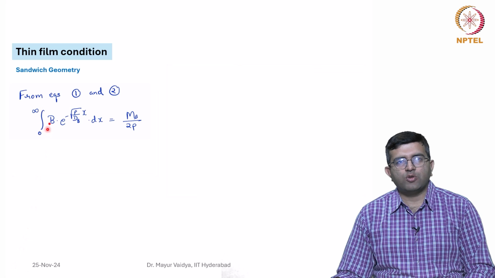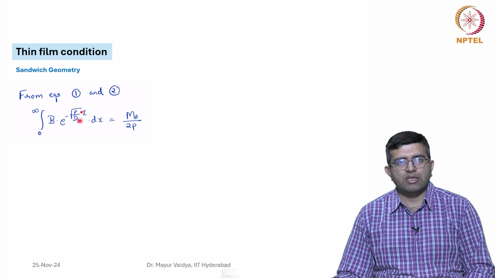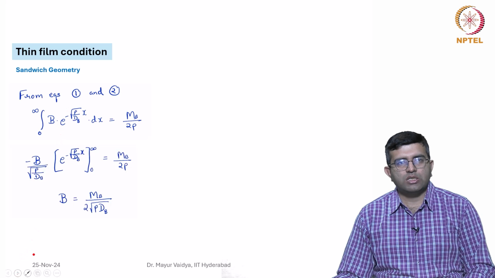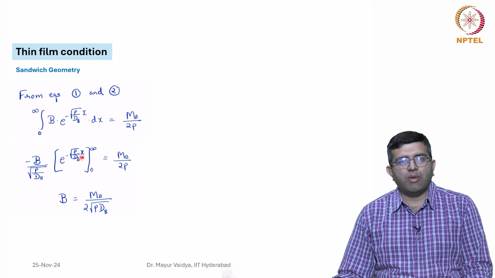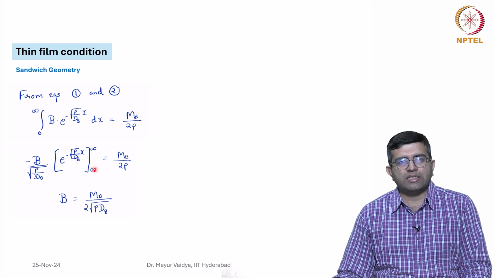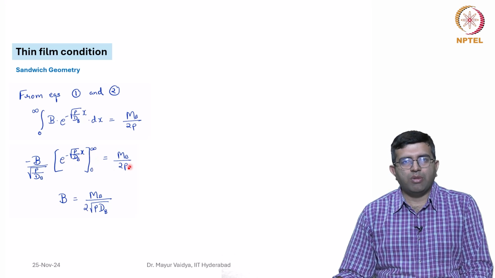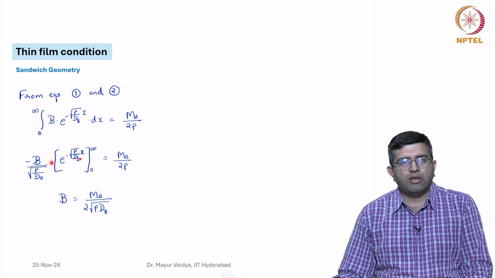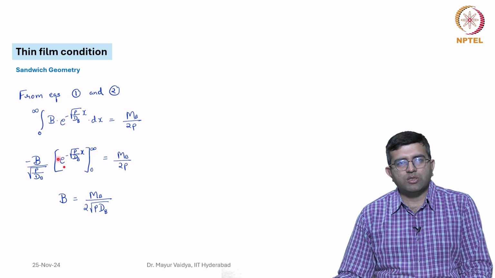then what you get is the integral from 0 to infinity of B e power minus root p by D_B x dx equal to M_B by 2p. The integral of e power minus x is e power minus x, and we need to divide, so this gives us minus B times root D_B by p times e power minus root p by D_B x from 0 to infinity, equal to M_B by 2p. When I put x equal to infinity, this goes to 0, and when I put 0, this goes to 1. So that gives me B equal to M_B by 2 root p D_B.